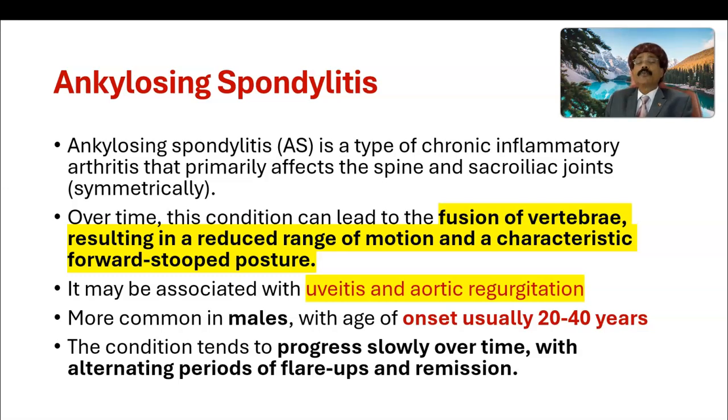Dewan S. Raja. Today I will discuss ankylosing spondylitis.